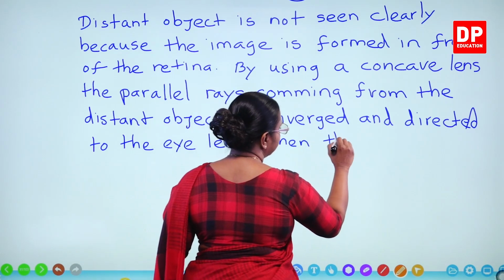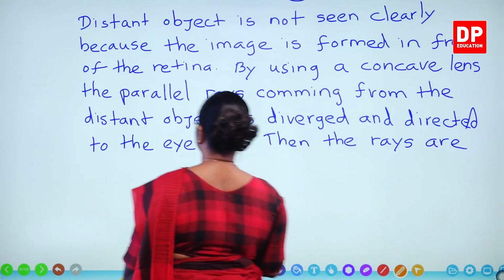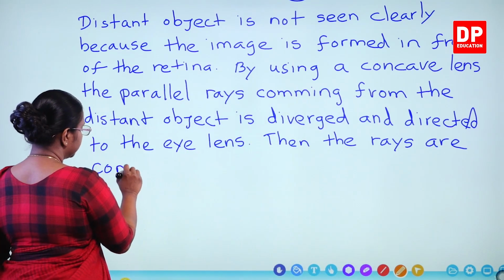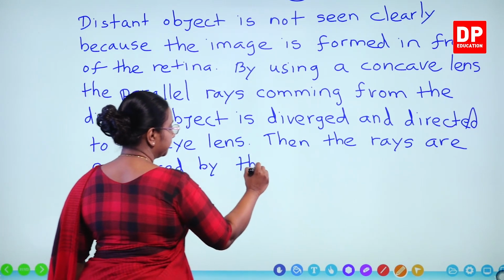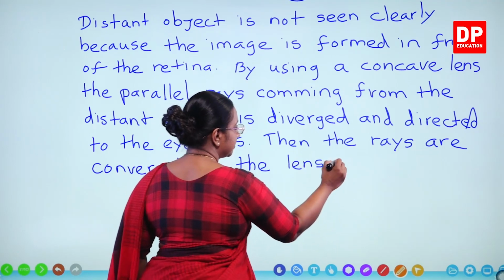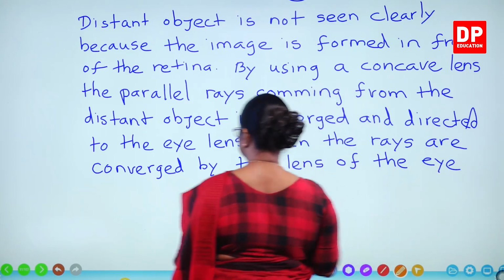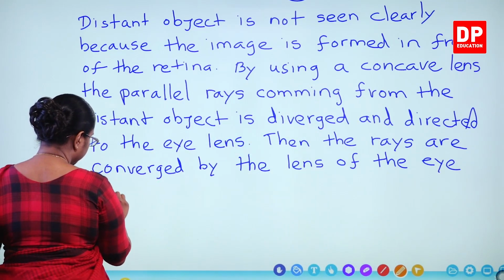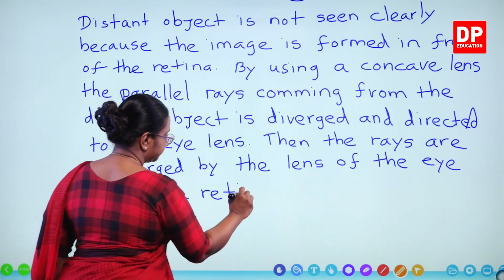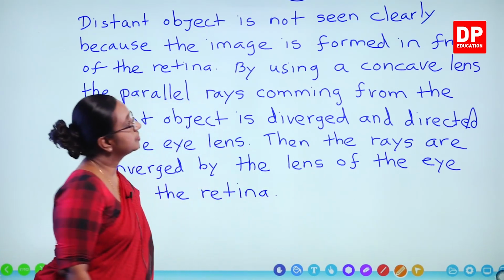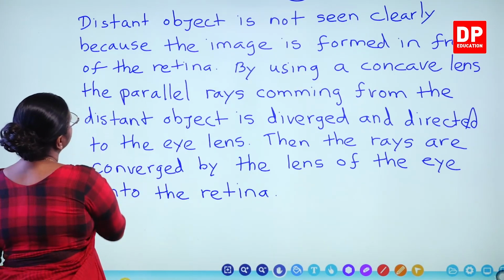Then the rays are converged by the lens of the eye onto the retina. So that is how you are able to see the far object clearly.